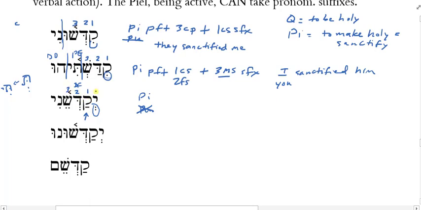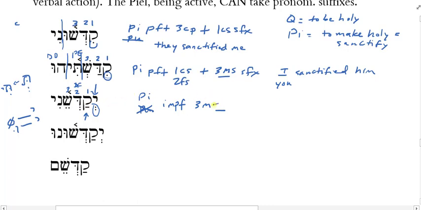Now, here's the question. This prefix yod is characteristic of the third person imperfect, right? So this would be Piel imperfect. Is it third masculine singular or third masculine plural? What normally goes with the prefix yod if it's 3MS? It's prefix yod plus what at the end? Nothing. If it's 3MP, it's prefix yod plus shureq at the end. Which one of these is being reflected here?